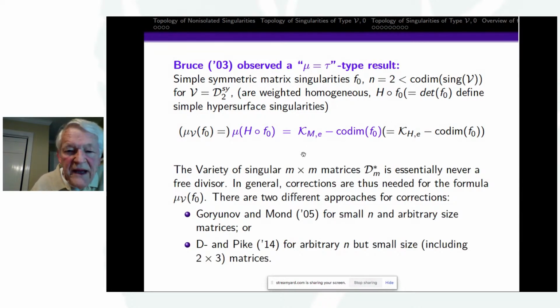So what happens is that corrections are needed for working with these matrices, taking into account the fact that it's not a free divisor. And in fact, there are two methods that are available, due to Victor Goryunov and David Mond going one way, where they considered small n but arbitrary size matrices. And Brian Pike and I went the other way. We looked at arbitrary size n, but just small size matrices.